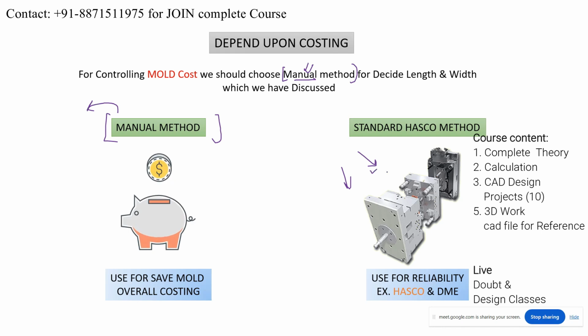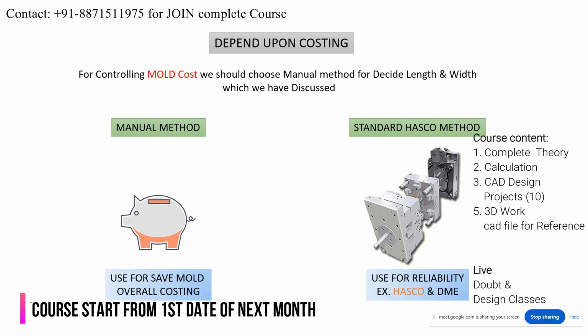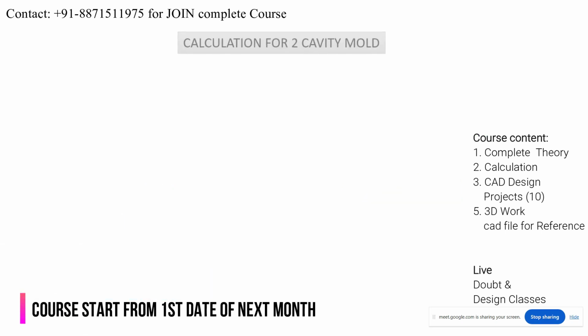We cannot use this standard method depending upon the complex geometry. Is it clear? Yes, sir. So that's why the manual method is very important. Is it clear? Okay. So here, calculation for a two cavity mold.